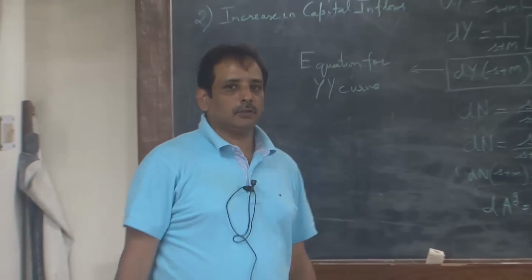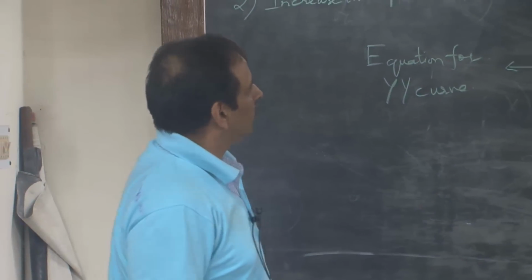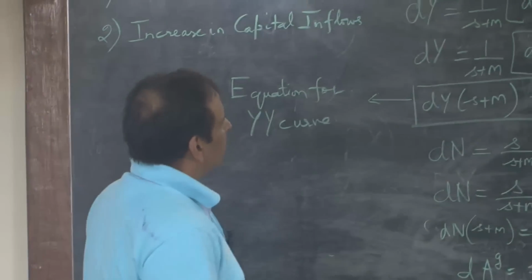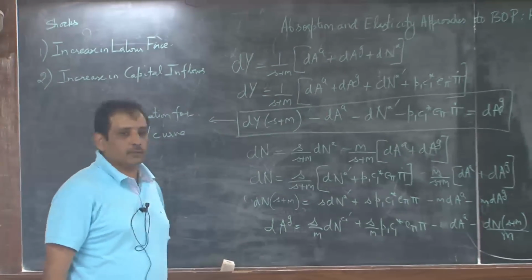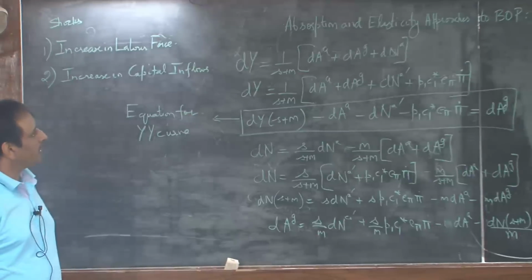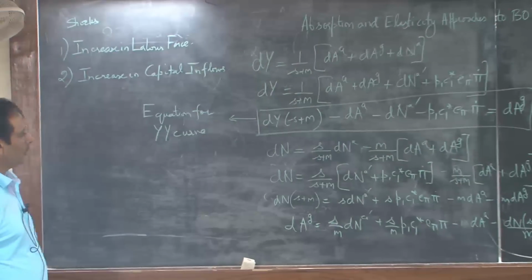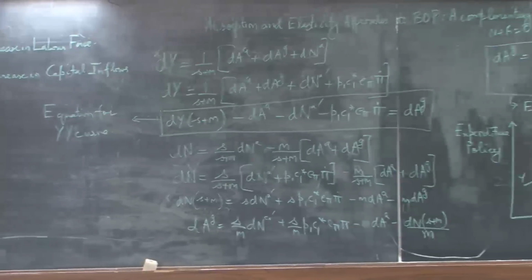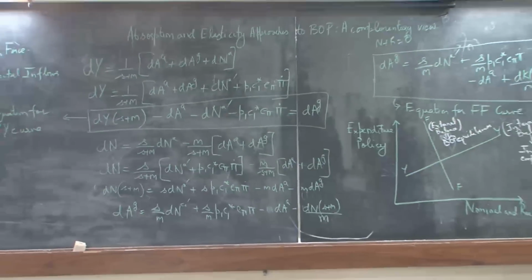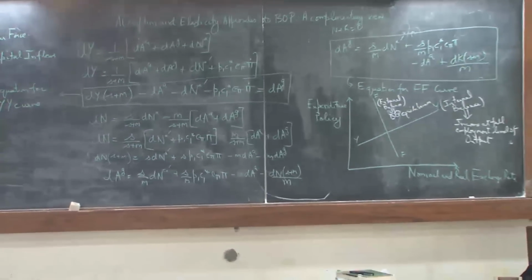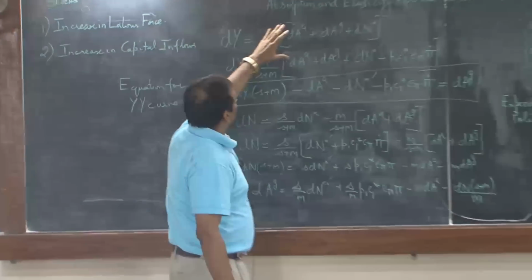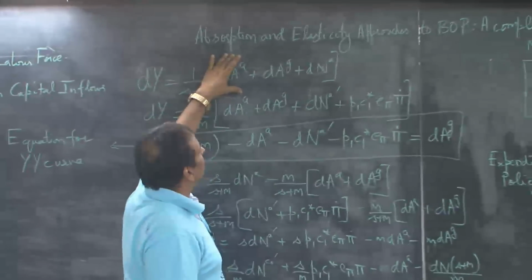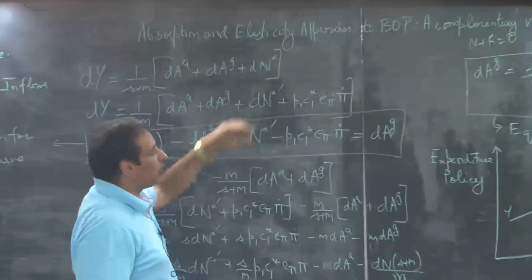Good afternoon. So we will carry on with what we have been discussing, the absorption and the elasticity approaches to balance of payment, a complementary view. We worked on the equation relating the changes in income to autonomous changes in expenditure and autonomous change in net exports.